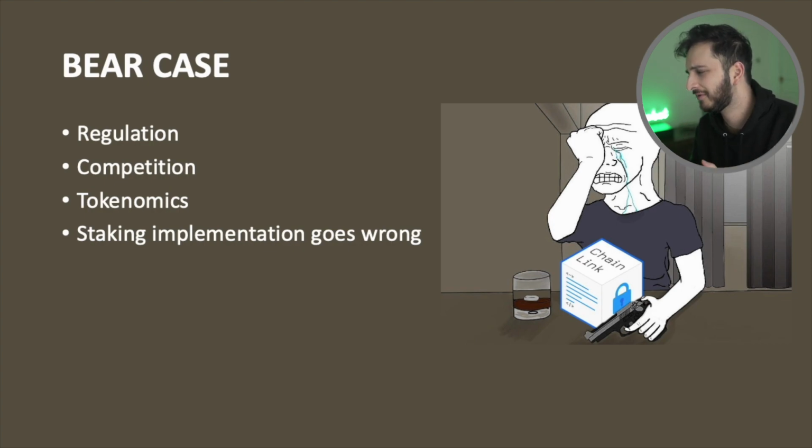So the Link token hasn't really been the best performer over the last couple years, really. I think it's actually been bleeding quite a lot against ETH, and a lot of the reasons why, I'll try and cover now. So the first thing that I want to cover is regulation.